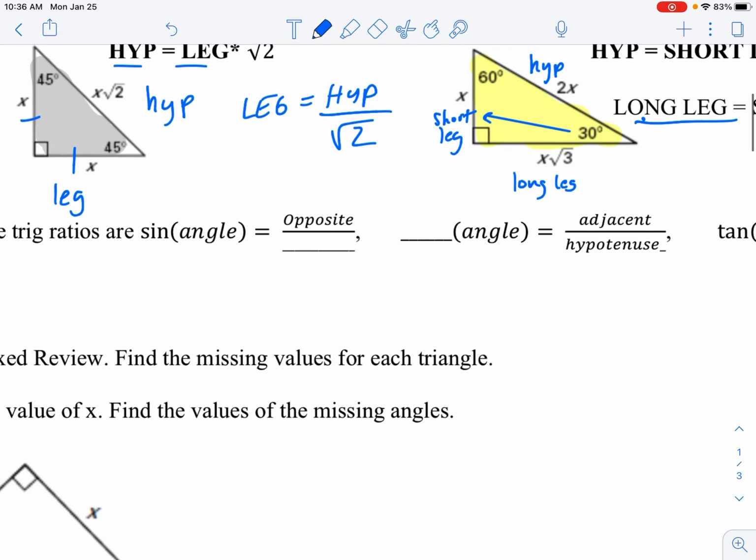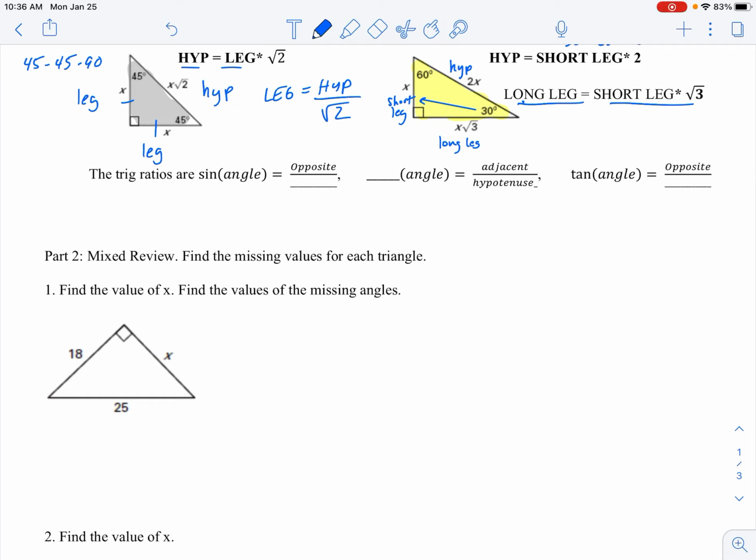The other thing that we can use to solve right triangles are the trig ratios. So for the trig ratios, I would draw a right triangle, or I would be given a right triangle. I would mark and measure an angle, and then I would label the sides. So this is the hypotenuse, this is the opposite side, this is the adjacent side to the angle. The opposite side is always across from the angle, and the hypotenuse is always the longest side.